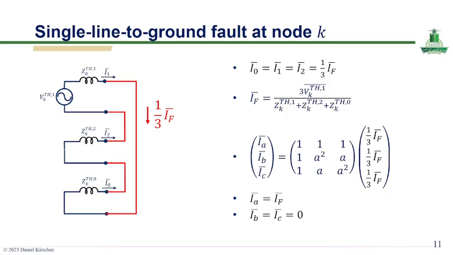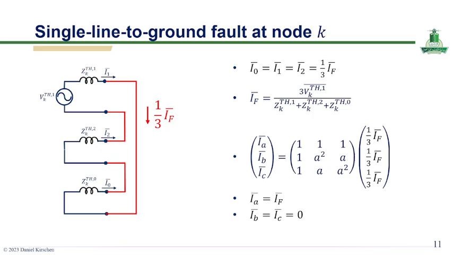Okay, this slide illustrates the analysis of a single line to ground fault at node K using the method of symmetrical components. In this type of fault, the three sequence networks, positive, negative, and zero, are connected in series at the fault location. As shown in the diagram, the fault current IF splits equally among the three sequence networks, which leads to the relationship I0 is equal to I1 equal to I2 equal to 1/3 of IF.